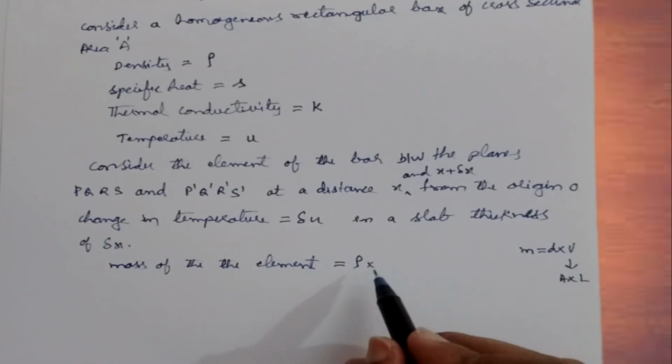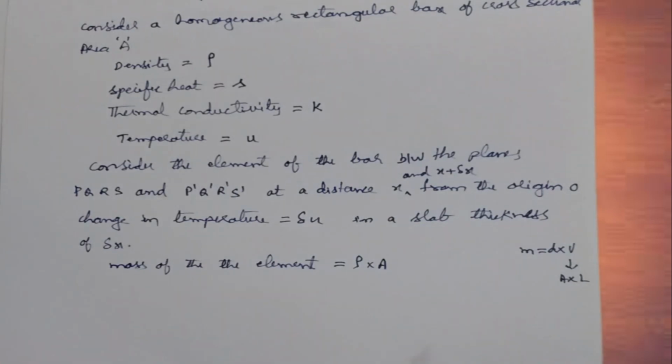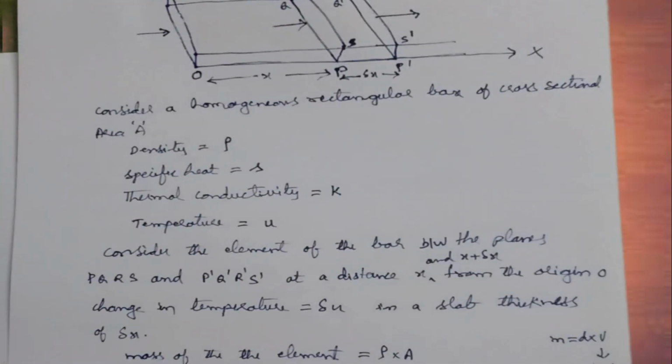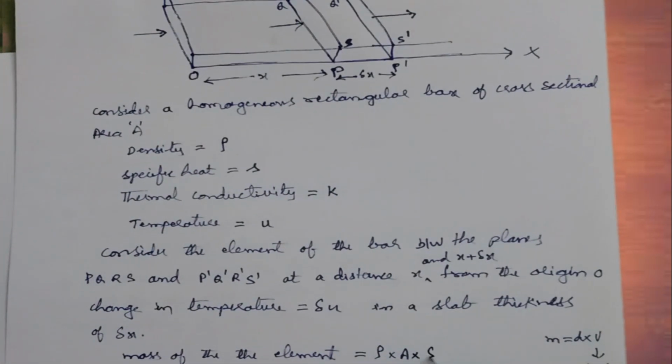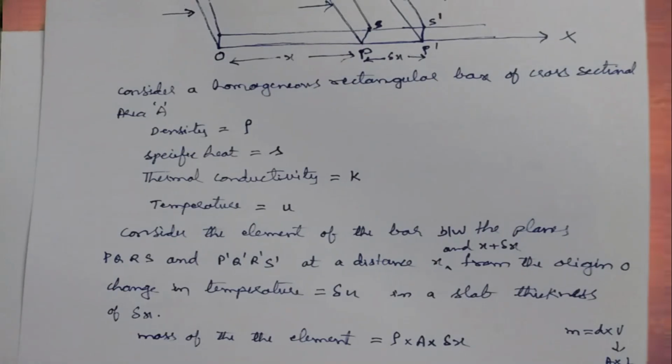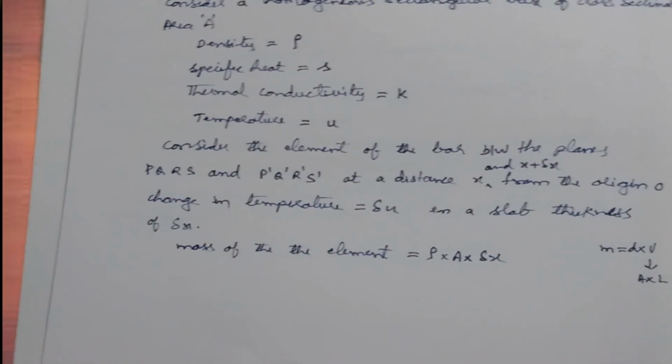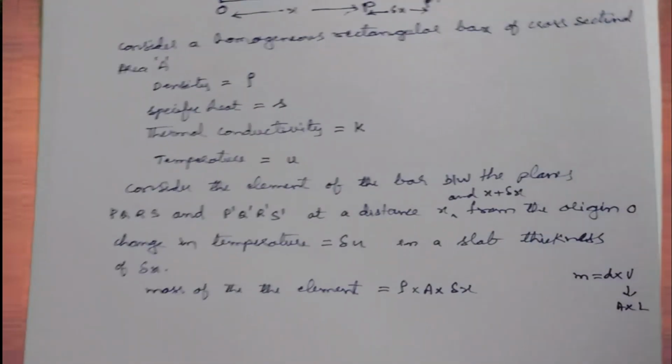So what is the area that we are taking? Area we are taking as A. What is the length that we are considering? This one, delta x. So therefore it is rho A into delta x. Rho A into delta x represents the mass of the element.